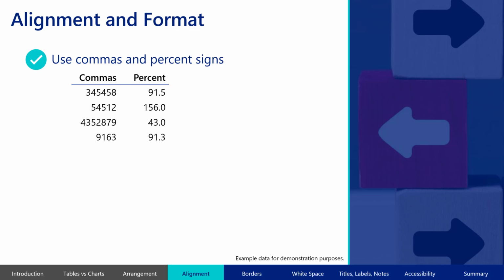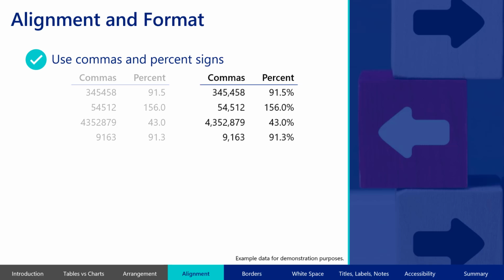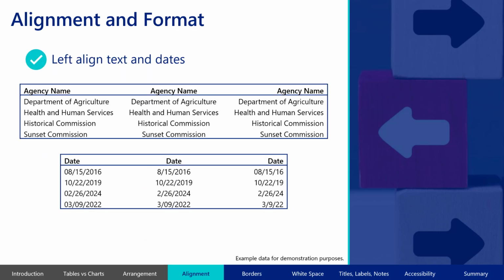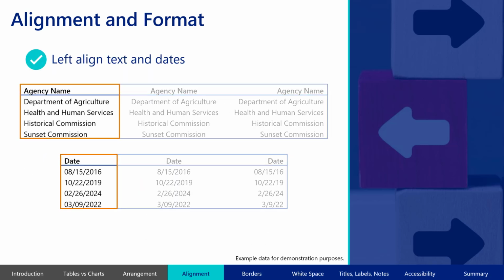Numbers should be formatted to include commas and percent signs when appropriate. If your numbers have decimals, make sure you are consistent in the number of decimal places. Text and dates should be aligned to the left to make the information easier to scan, and dates should have a format that makes the length consistent.